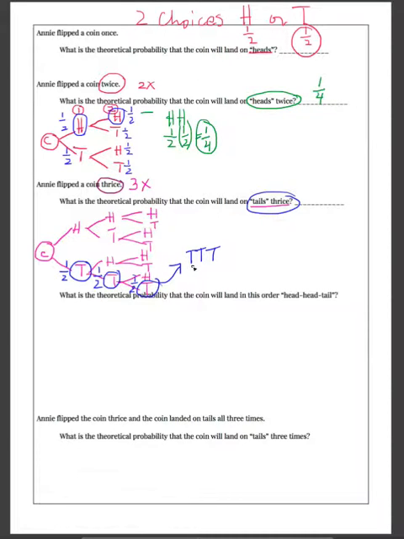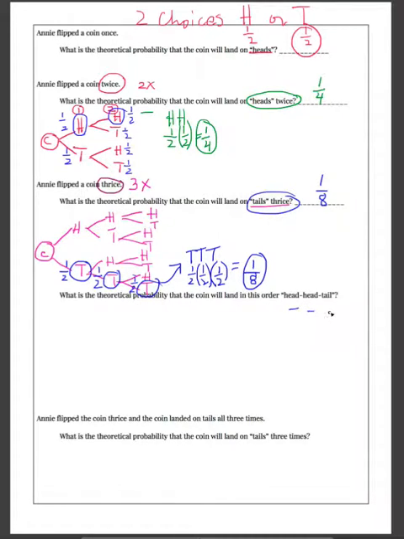And we said the probability that tails will come out the first toss is 1/2. The probability that tails will come out the second toss is still 1/2. And the probability that tails will come out the third toss is still 1/2. So all in all, it's 1 times 1 times 1 over 2 times 2 times 2. So the probability that tails will come out 3 times is 1/8. Okay? So what is the probability that the coin will land in this order?